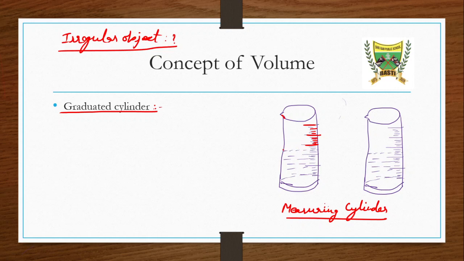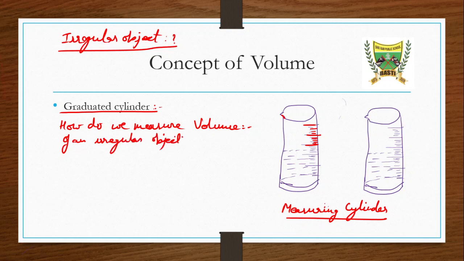So how do we measure the volume of an irregular object? Let's suppose that we have a small stone, or pebble, and we want to measure its volume, meaning how much volume this pebble possesses. We want to calculate it.